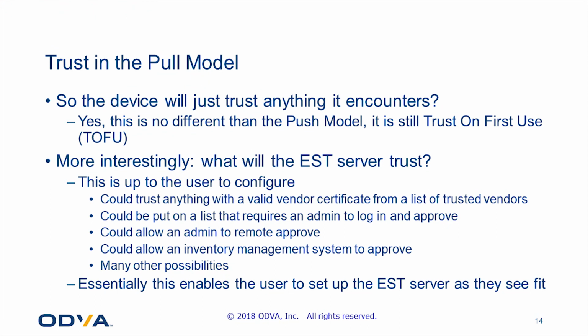The more interesting question, though, is what does the EST server trust? And this is really up to the user to configure. They can use a number of different models for this, or really anything that they want to do. They can configure their EST server policy themselves. So they might have something like it would trust anything that has a valid vendor certificate. So you could configure it to say, okay, if you have a Rockwell device, a Schneider device, a HMS device, we will trust all of those things. You would automatically get a certificate from the EST server.